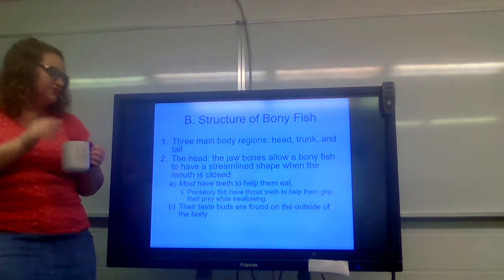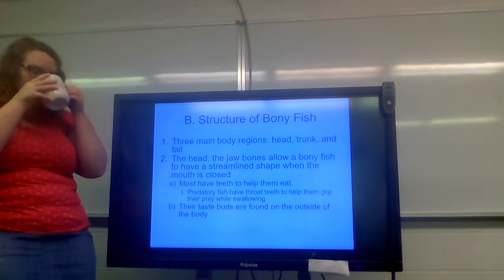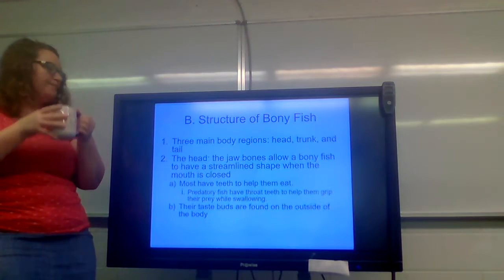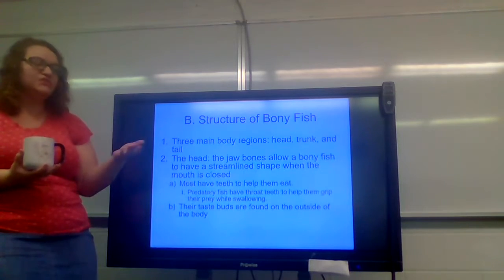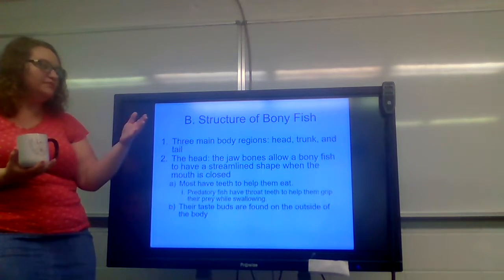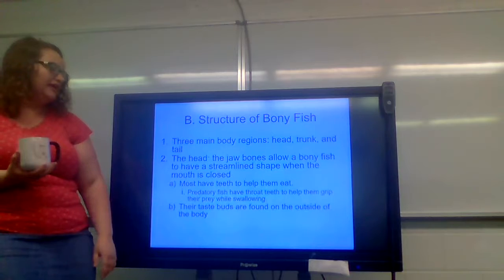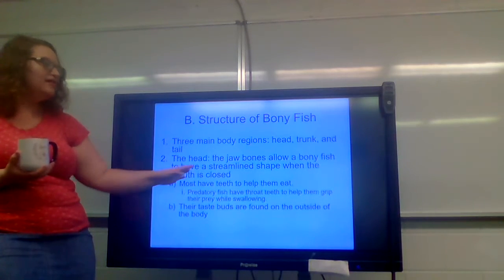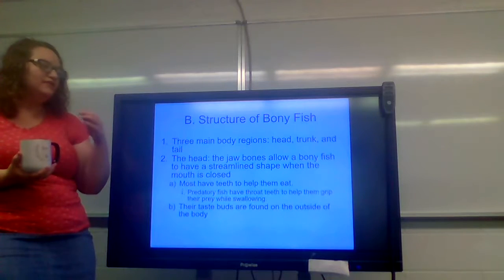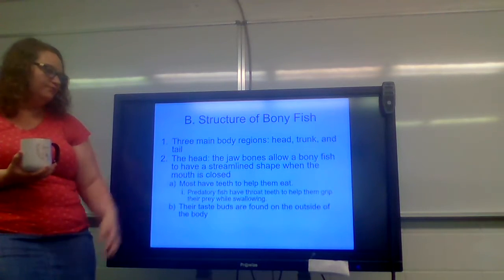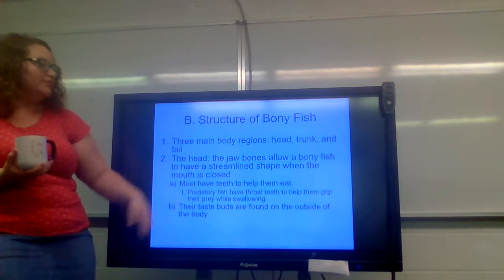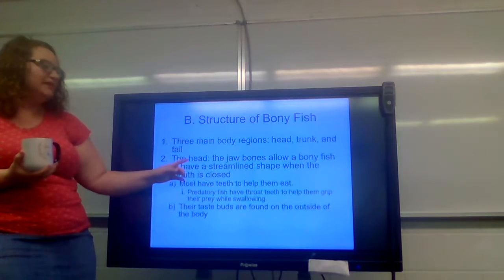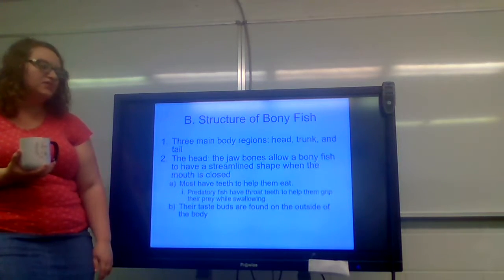So, the structure of a bony fish. Now, a fish has three main body regions: the head, the trunk, and the tail. So we're going to look at the head first. The head is composed of the jawbones and the skull. Okay. But the jawbones allow the bony fish to have a streamlined shape when the mouth is closed.